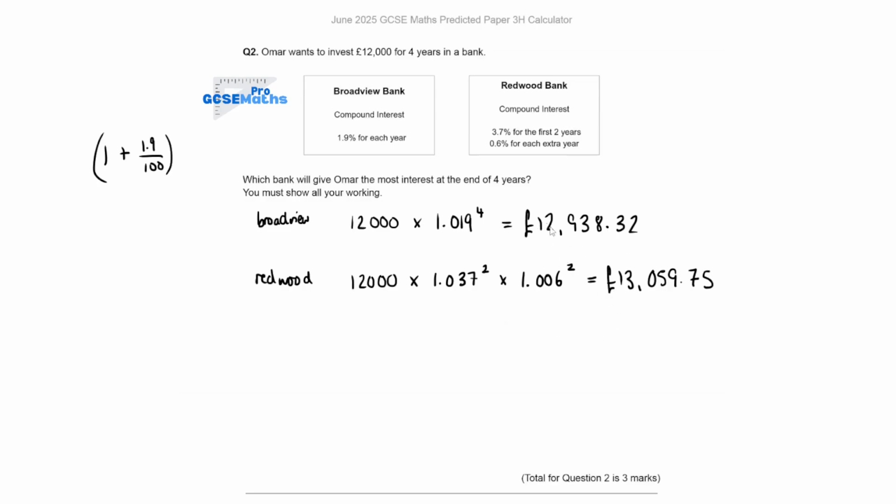So which bank gave Omar the most interest? Well, obviously, both of these values do include the original 12,000, but because it was the same starting value, we can just compare which one has the biggest end value. So obviously, therefore, Redwood is the bank that I would choose, because that one obviously gives me more interest. That one's about £1,000 interest, this one's about 900. And that's for 3 marks.